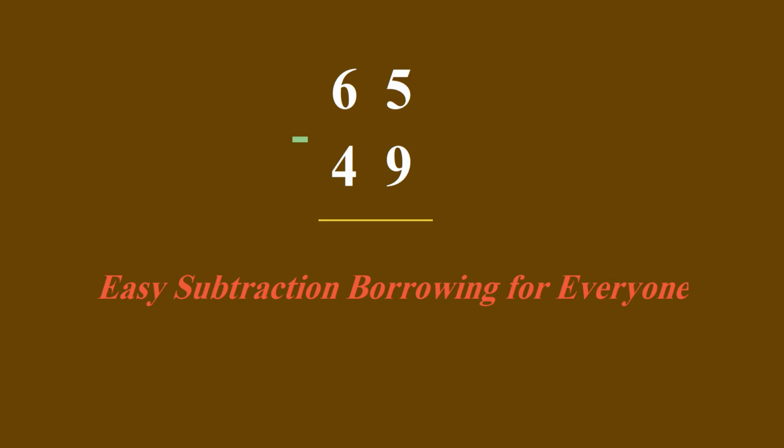In this long form video, let's solve this subtraction problem. 65 minus 49. The ones column is on the right and the tens column is on the left. We start solving the subtraction problem by subtracting the numbers in the ones column.